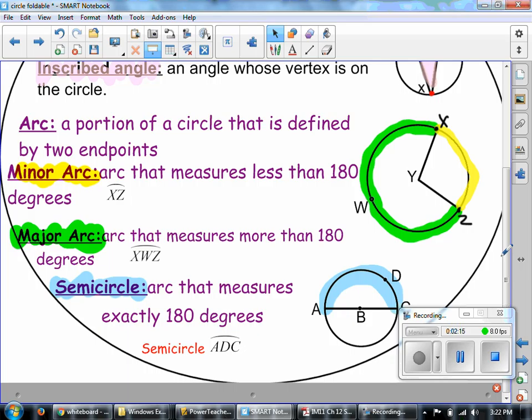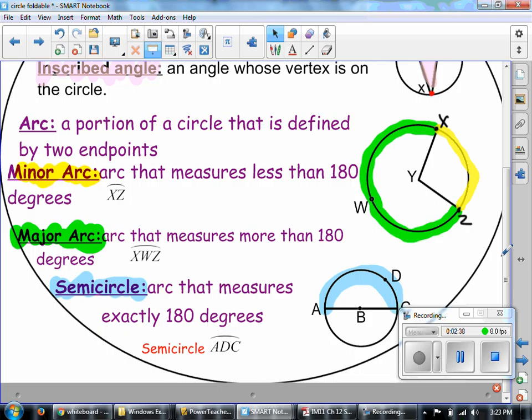Notice the difference between naming the two arcs. A minor arc is using two endpoints. A major arc is using 3 points that are located on the circle. The two endpoints of the arc are the beginning letter and the last letter. The middle letter is any other point in between there that is on your circle.